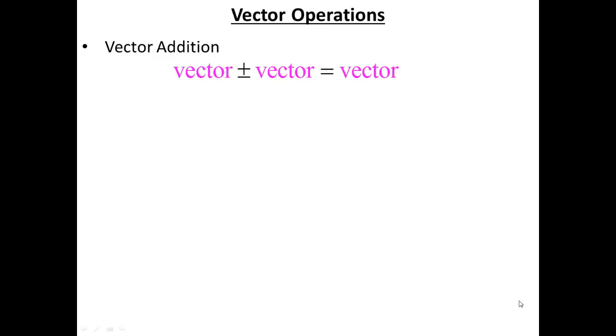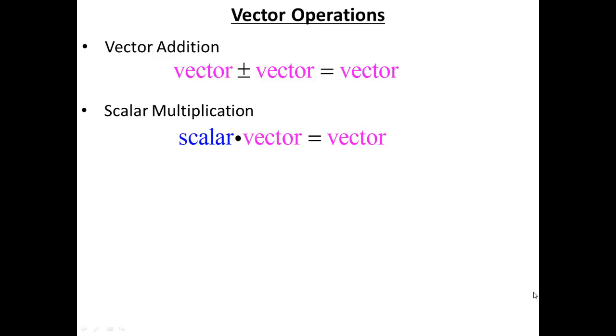Vector addition, again, was just when we add two vectors together. And of course, add or subtract, because subtraction is just addition of negative numbers. And if we add or subtract two vectors, the answer is still going to be a vector. Likewise with scalar multiplication, that's when we multiplied a scalar times a vector. Remember that a scalar is just a magnitude, whereas a vector is a magnitude and direction.